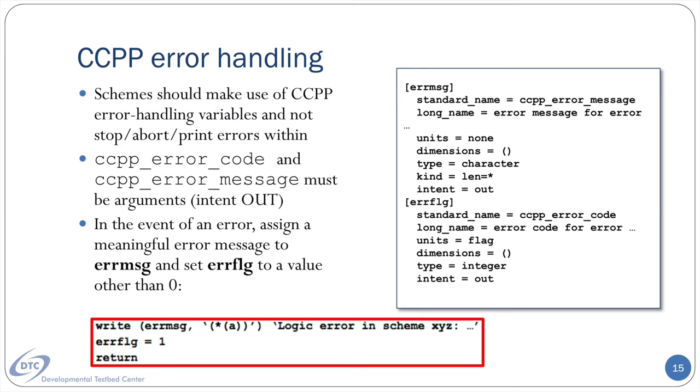Another factor that a scheme needs to take into account to be CCPP compliant is its error handling. A CCPP compliant scheme is not allowed to stop a host model or otherwise write out error messages. Instead, it should make use of the CCPP error message and CCPP error code variables. If a scheme detects an error, it should set CCPP error code to a non-zero value, set CCPP error message to a string describing the error, and return to the calling procedure. The CCPP software framework returns these error variables to the host model, who can then stop the model gracefully.